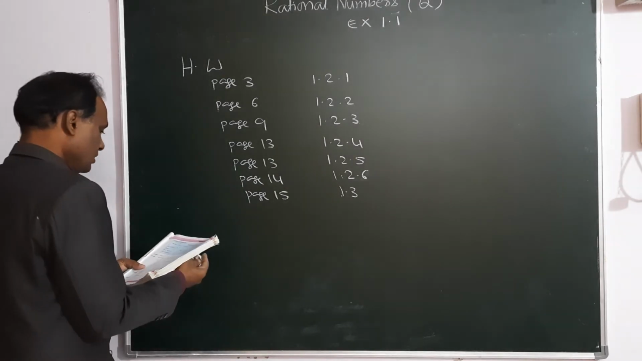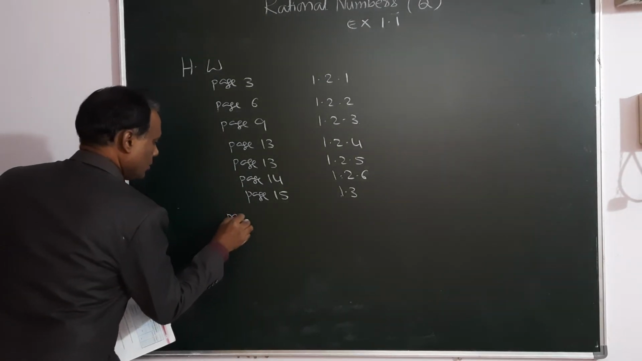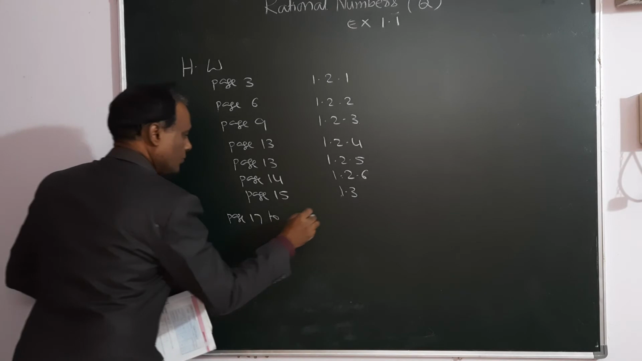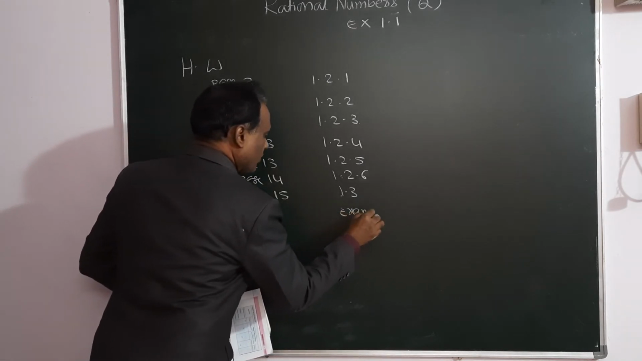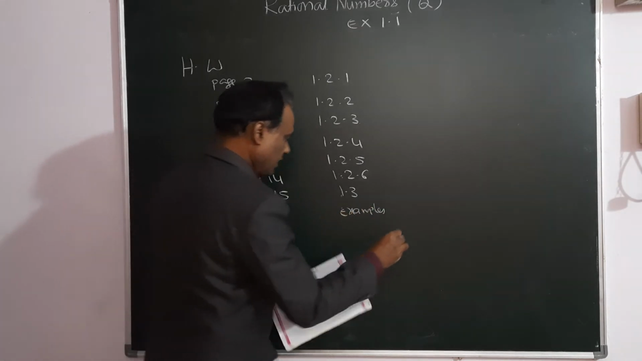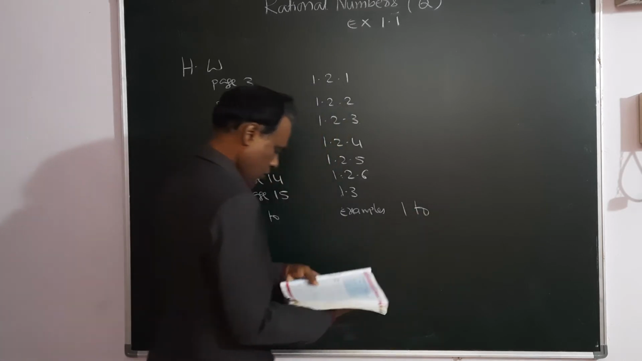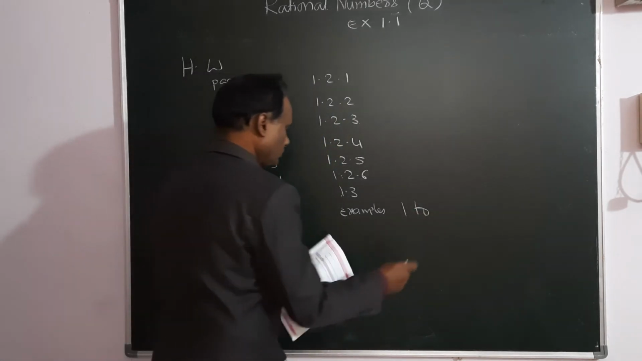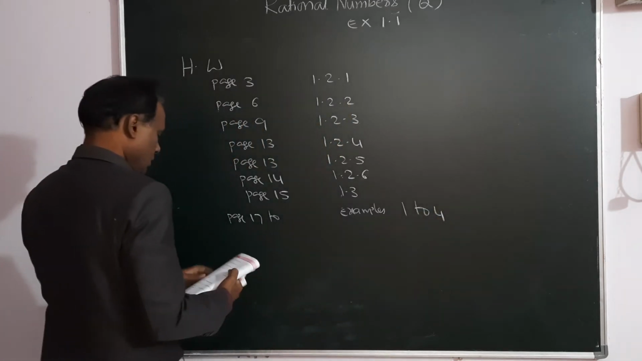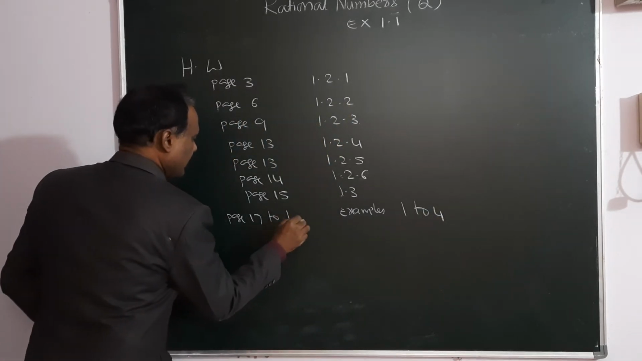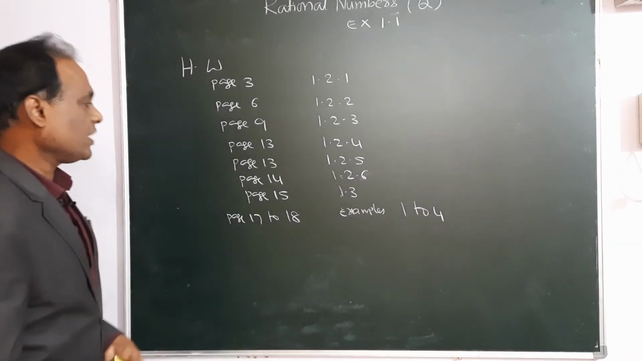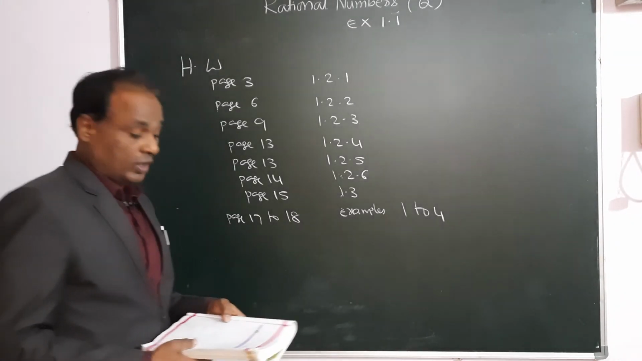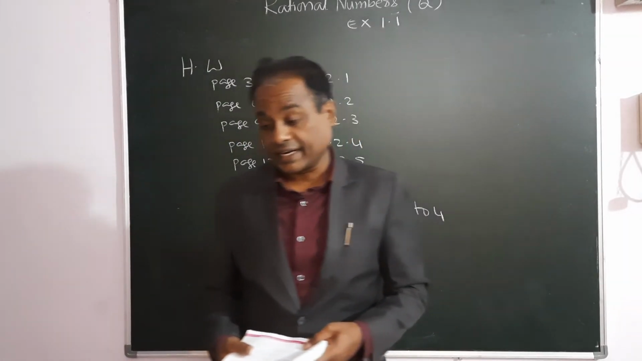And after that, from page 17 onwards, we have many examples. Examples 1 to 4, page number 17 and 18. You have to complete this. Write down this homework and compulsorily do it.